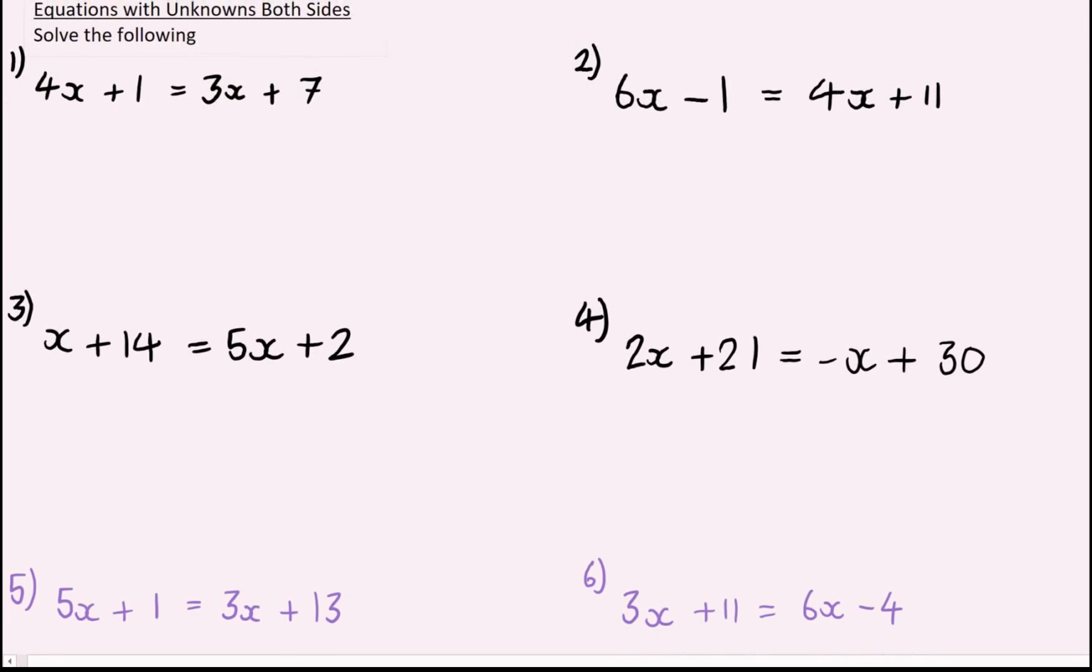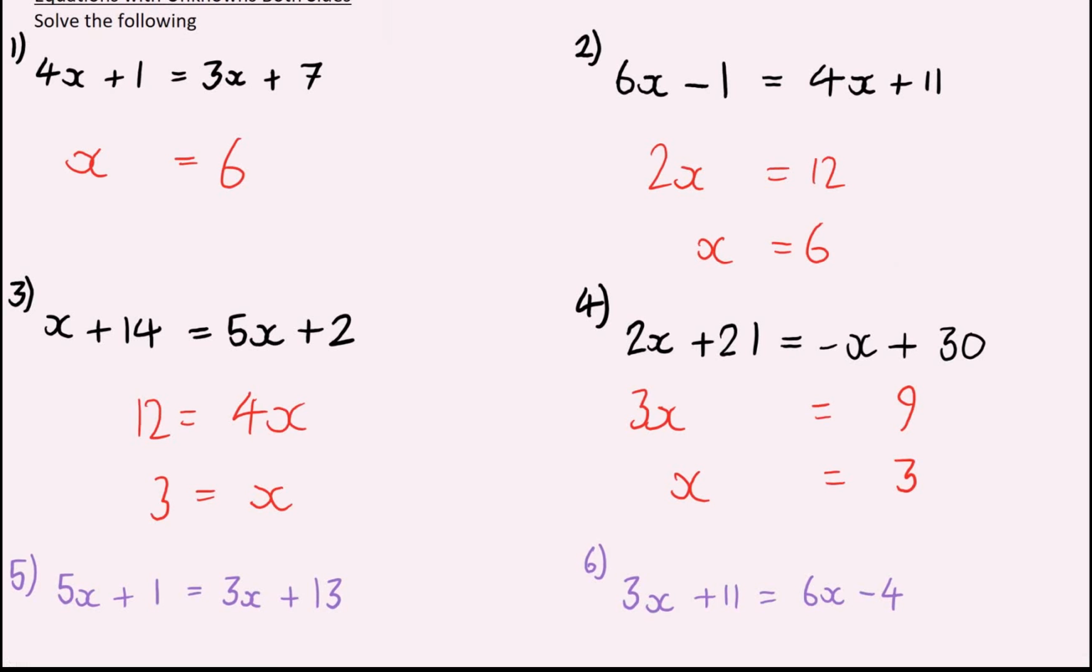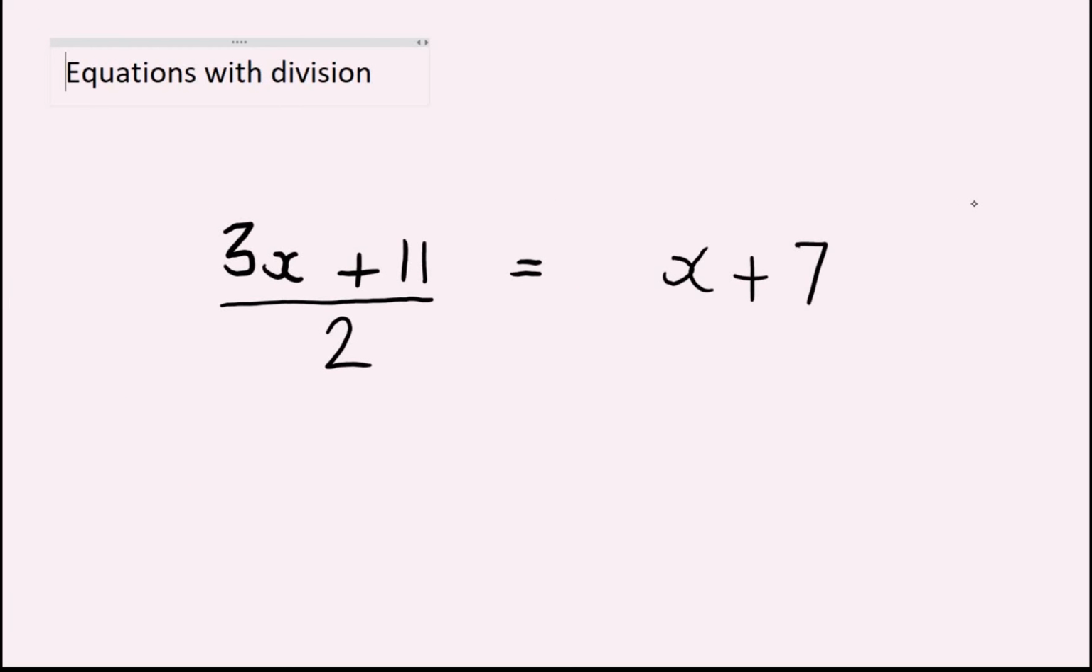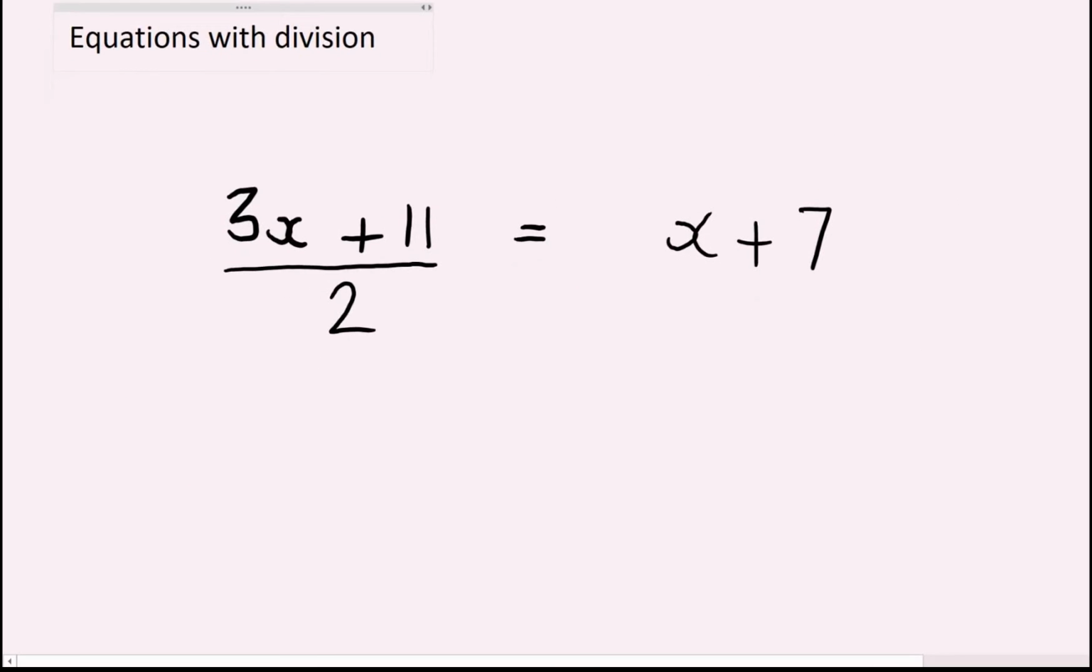Just going through the answers to the questions in black. They are as follows, with some brief working out in case you need it. Hope that started off okay with you. We're going to make it slightly harder. You can all see the same kind of setup, but with a division equation. So here I have 3x plus 11 all over 2 equals x plus 7.